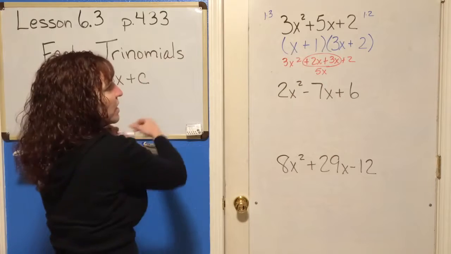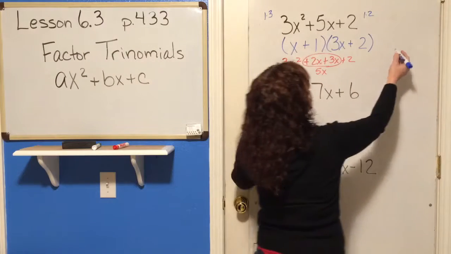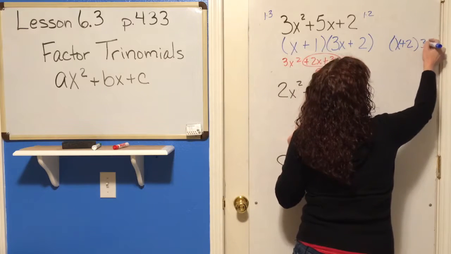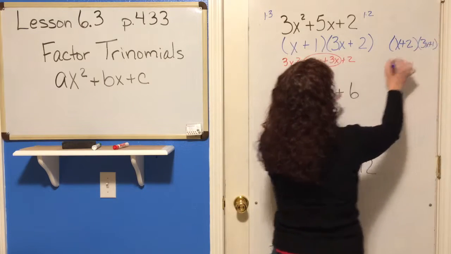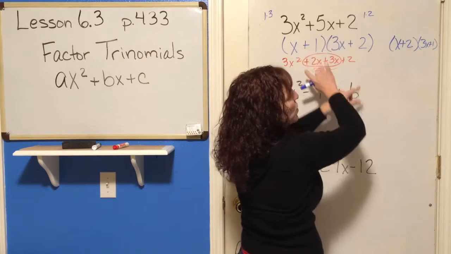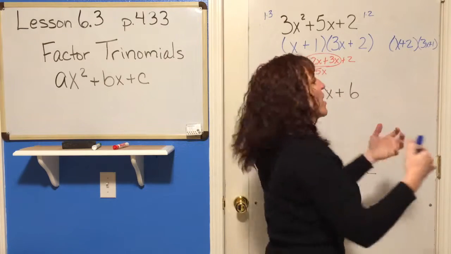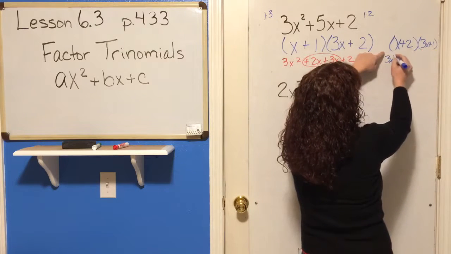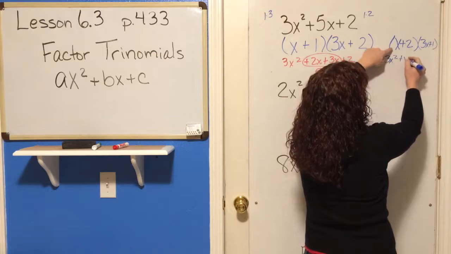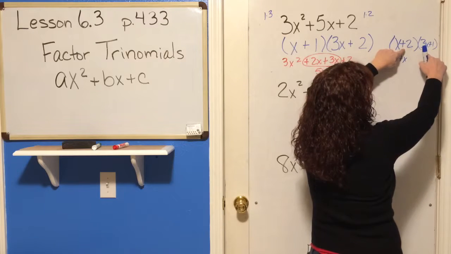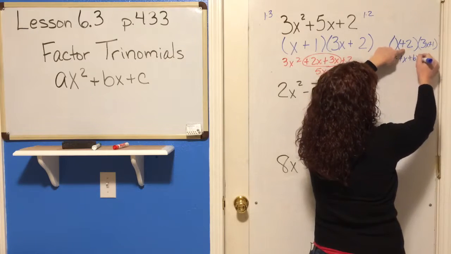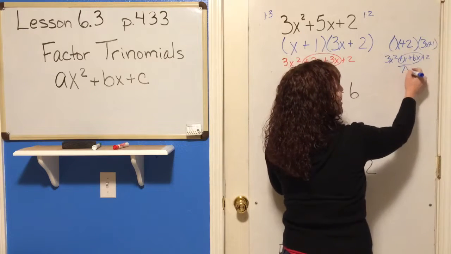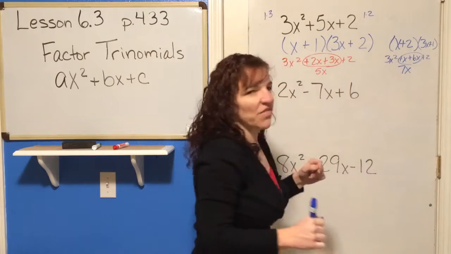What if I had swapped those and said x plus 2 and 3x plus 1? Do you see where I got that? What if I had just flip-flopped those? Well, I would catch it when I checked it, because x times 3x is 3x squared. x times 1 is plus x. 2 times 3x is 6x. And 1 times 2 is 2. The middle terms are 6x plus 1x, which is 7x, and that's not the same as 5x.